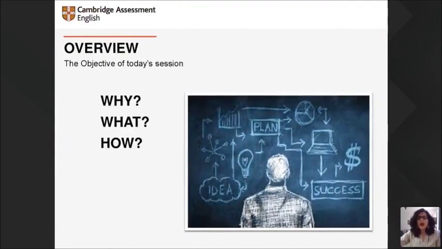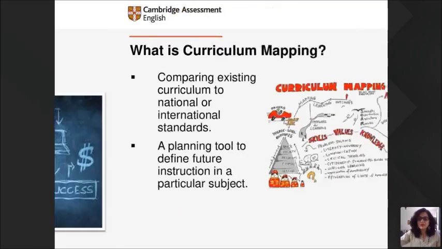Moving on, today we are primarily going to look at the reasons behind curriculum mapping, as to why we need to go for something like curriculum mapping. What is curriculum mapping exactly, and how do we go about it? So we will first look at the why, then the what of it, and in the how we will be looking at certain approaches and techniques which will give you a fair idea of how to go about curriculum mapping.